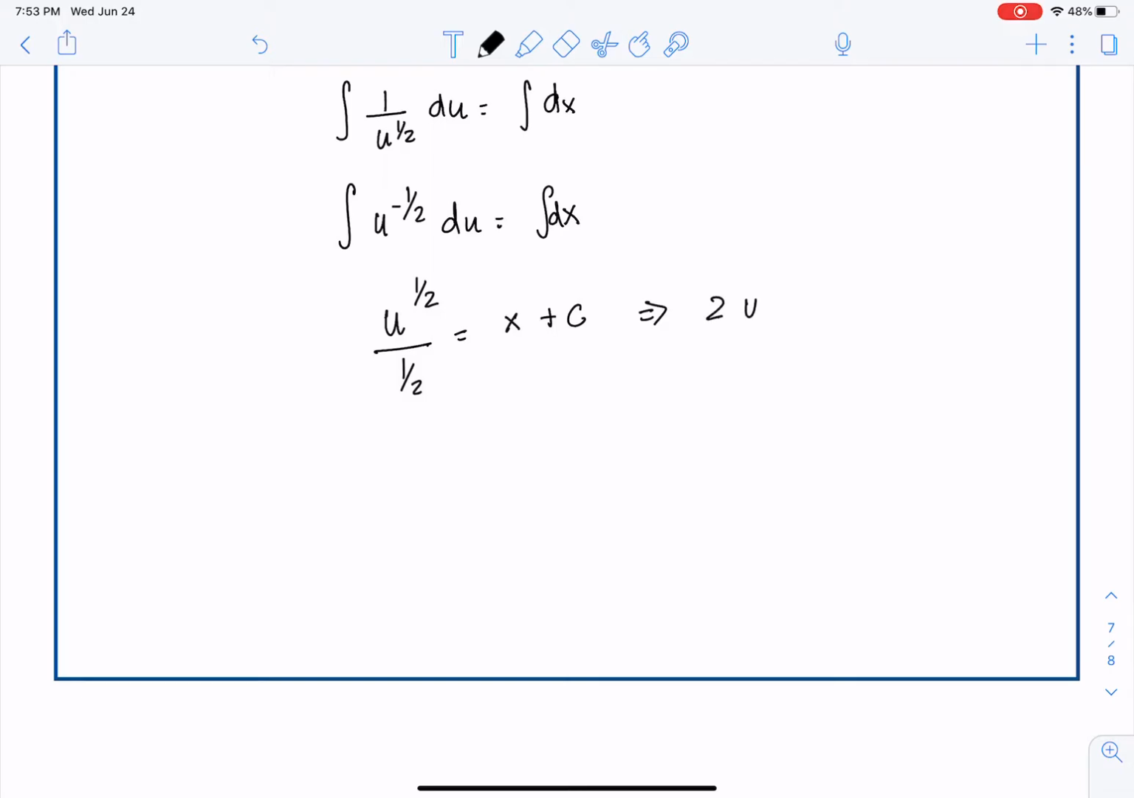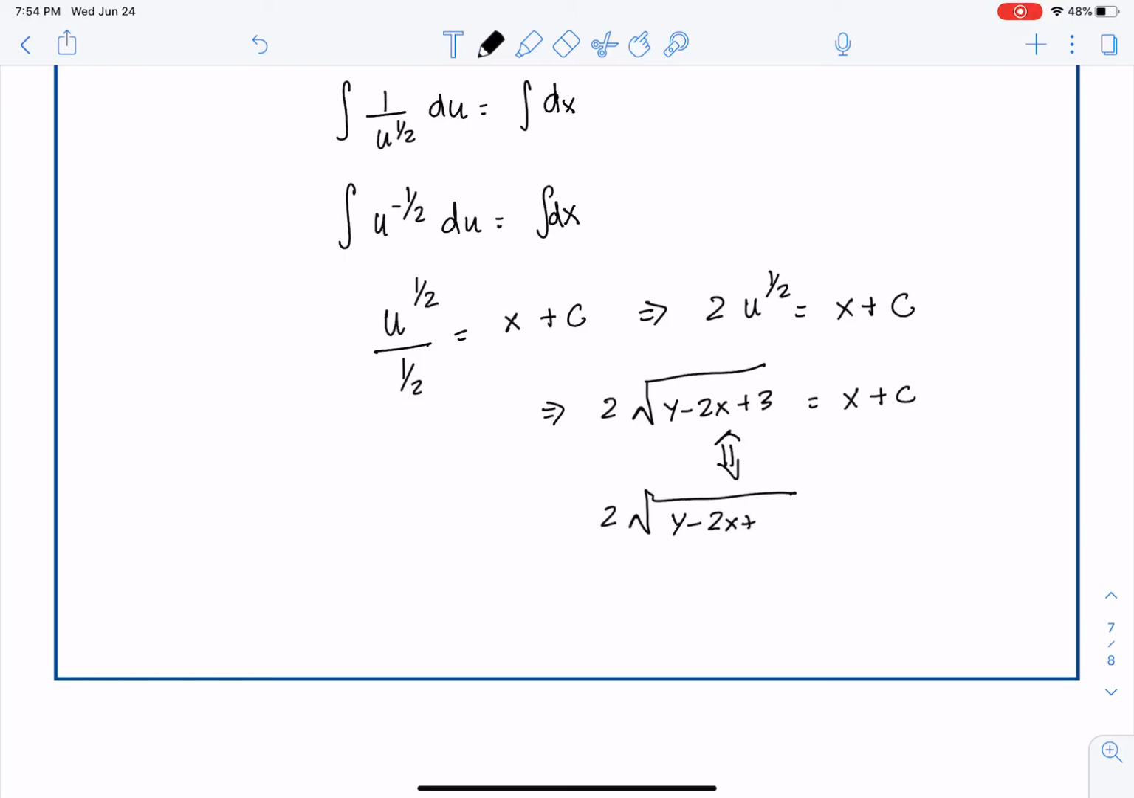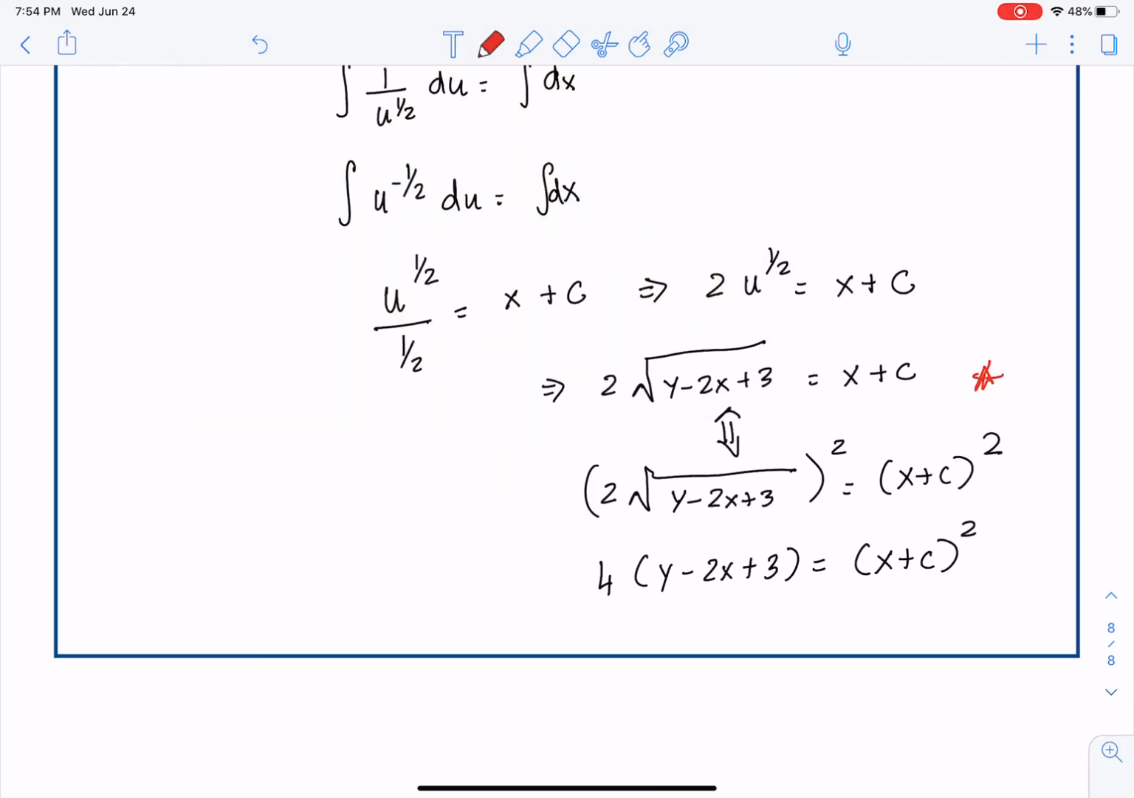That would mean 2 u raised 1 over 2 equals x plus c. And 2 square root of y minus 2x plus 3 equals x plus c. I'm putting the substitution back. And if you don't like the square root, this is the same. If I square on both sides, I have 2 times the square root of y minus 2x plus 3 squared equals x plus c squared. So 4 times y minus 2x plus 3 would equal x plus c squared. So you may leave the solution as is here, or you can write it that way. It is a matter of preference, so either would work.